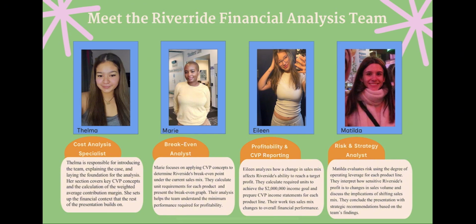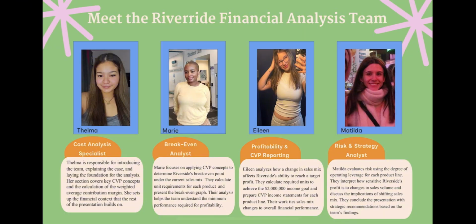Another team member worked on the target profit scenario. This includes the case where rotomolded kayaks shift to 70% of total units sold. They analyzed how this change affects the total units required to earn $2 million in net income and how the distribution shifts between the two products.